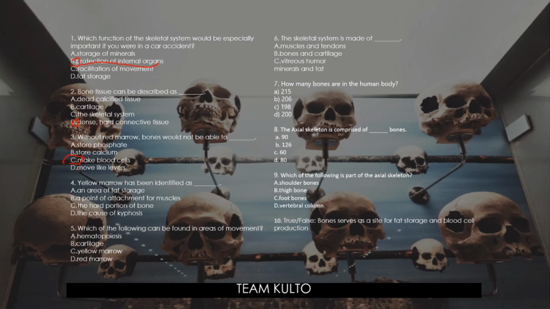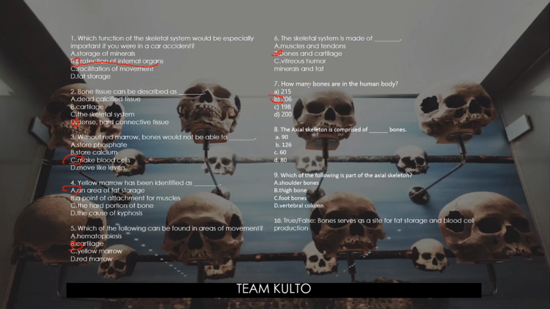Next, yellow marrow has been identified as, the answer to this is number 4A, an area for fat storage. Number 5, which of the following can be found in areas of movements? The answer to this is cartilage. Number 6, the skeletal system is made up of what? The answer to this question is B, bones and cartilage. How many bones are in human body? The answer is 206. Kapag adult na, tama?